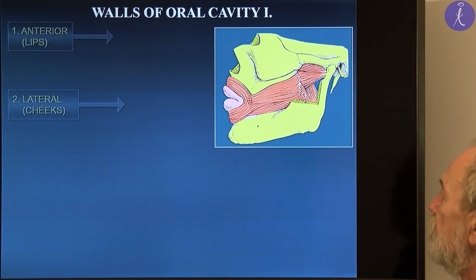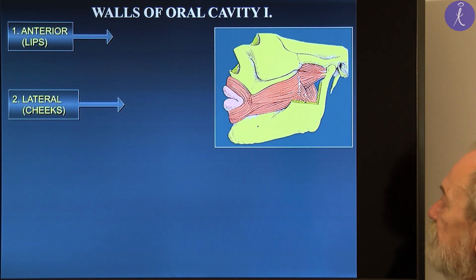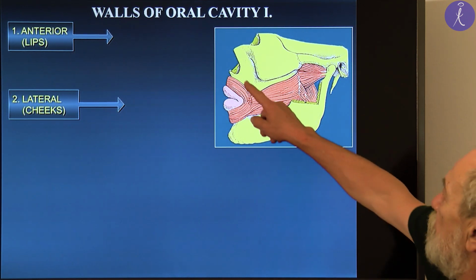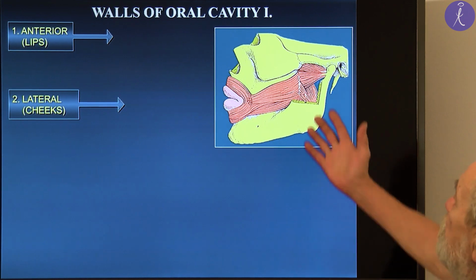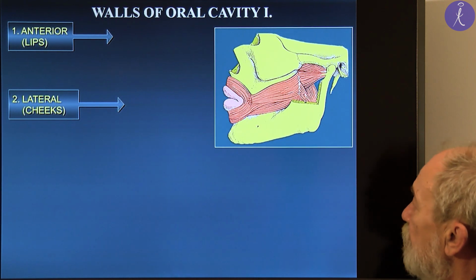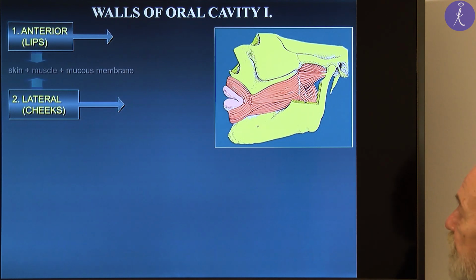So the walls are the anterior, superior, and posterior, as well as inferior and lateral walls. The anterior and lateral walls in structure fairly well correspond to each other because both of them consist of mostly skeletal muscle inside, but the muscle is covered on the outer surface by the skin of the face, and inside the muscle, by the mucous membrane of the oral cavity. So that is the general structure.